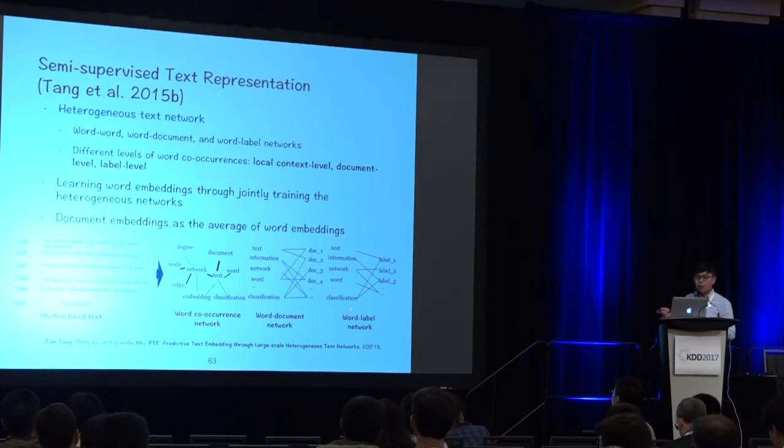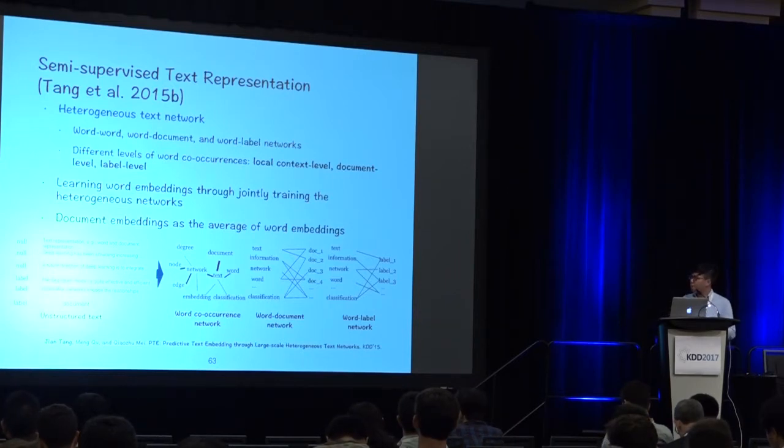So these networks actually encode the supervised information. And then we can join the three networks together. That means we can leverage both the unsupervised and the supervised information, and then we can learn semi-supervised word embeddings. So once the word embeddings are learned, for the document embeddings, we still use a very simple way, just take the average of the word embeddings in documents and treat the document embeddings as the features of documents, okay?